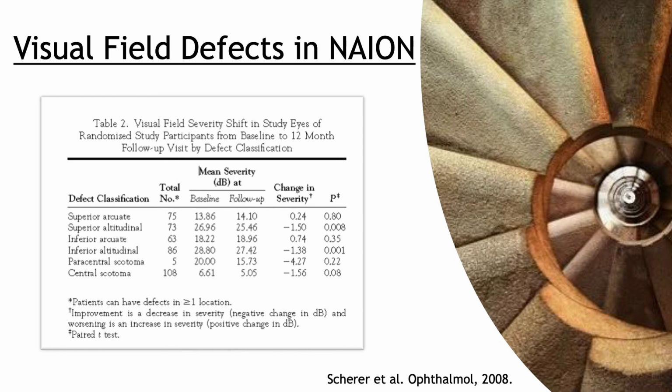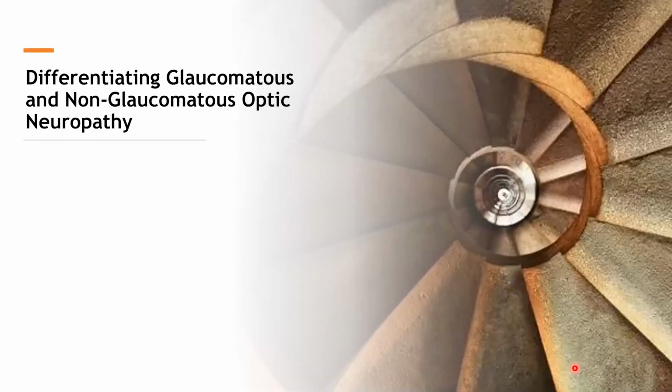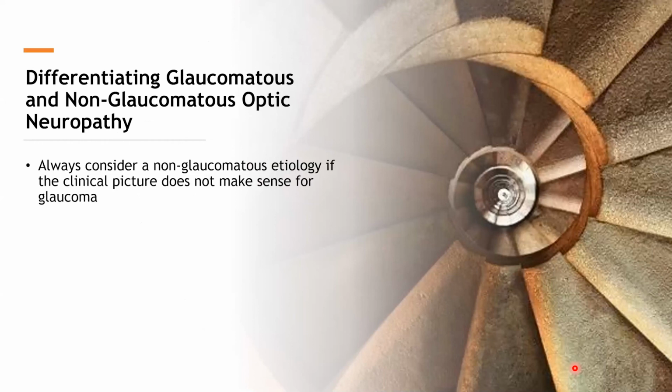This is taken from the Ischemic Optic Neuropathy Decompression Trial. And you could see when they looked at the field defects in their patients, as many had superior arcuate scotomas as superior altitudinal scotomas. And it wasn't quite as equal in inferior, but there's plenty of inferior arcuate scotomas that can look like glaucoma. And a lot of central scotomas were found in NAION, and probably we would find less of those in glaucoma. So if we're trying to differentiate, and this is where we get into the masquerading part, if we want to differentiate glaucomatous and non-glaucomatous optic neuropathies, always consider a non-glaucomatous etiology if the clinical picture does not make sense for glaucoma.